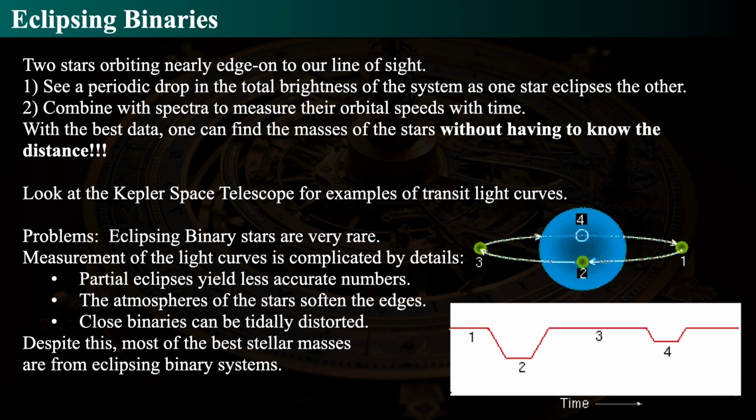So it's much less than 1% of all the stars, roughly less than 1% of all stars, that are binaries or eclipsing binaries. So they're really tiny.